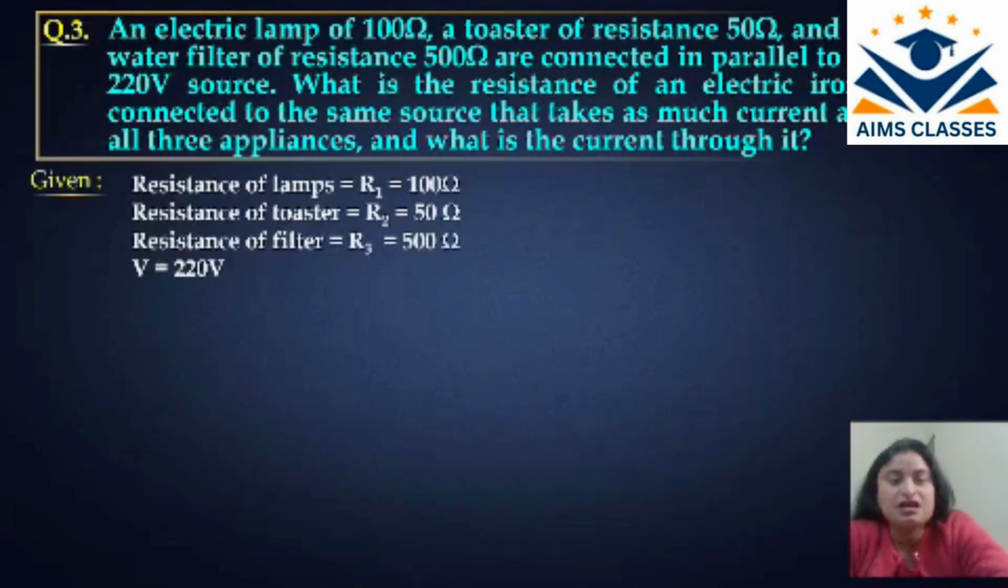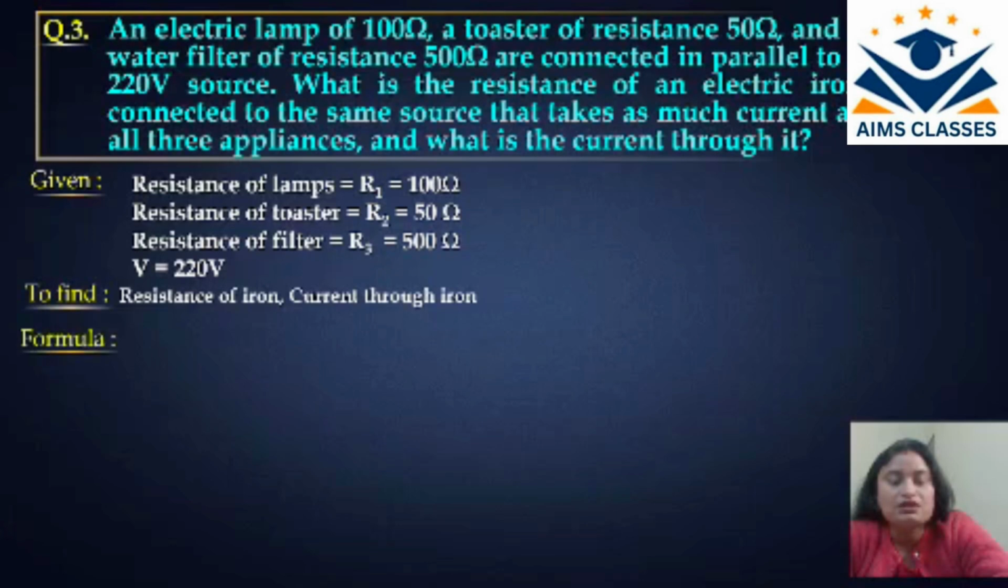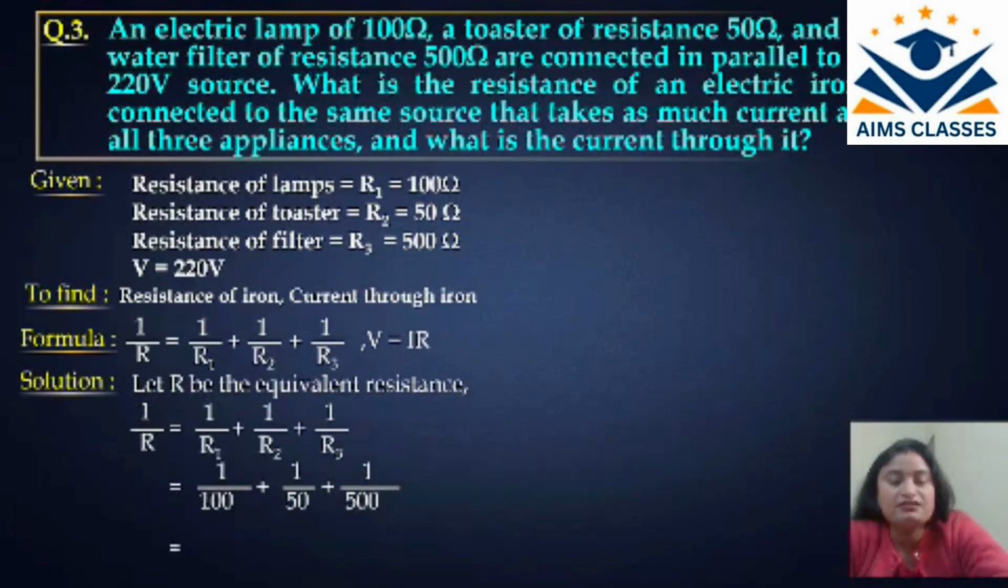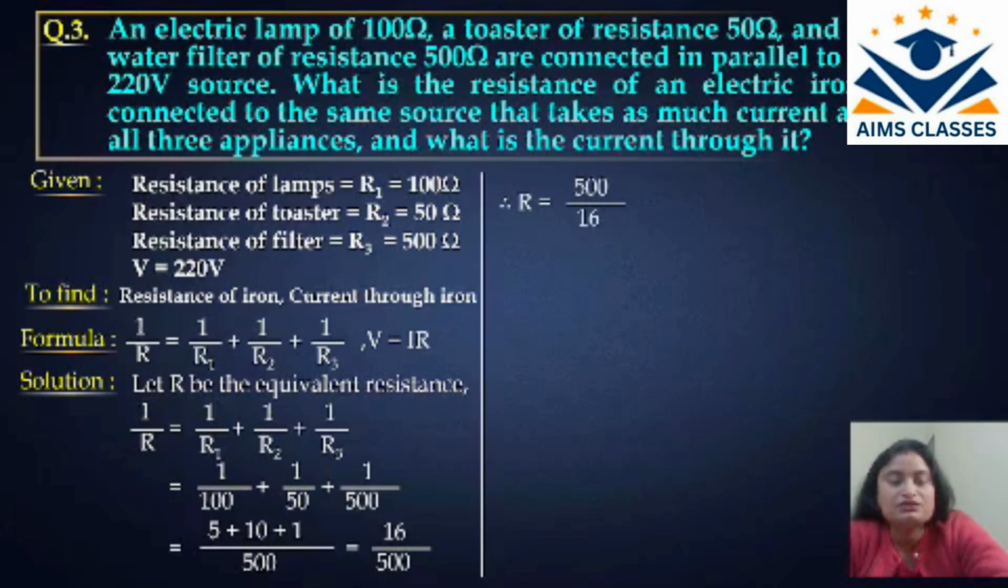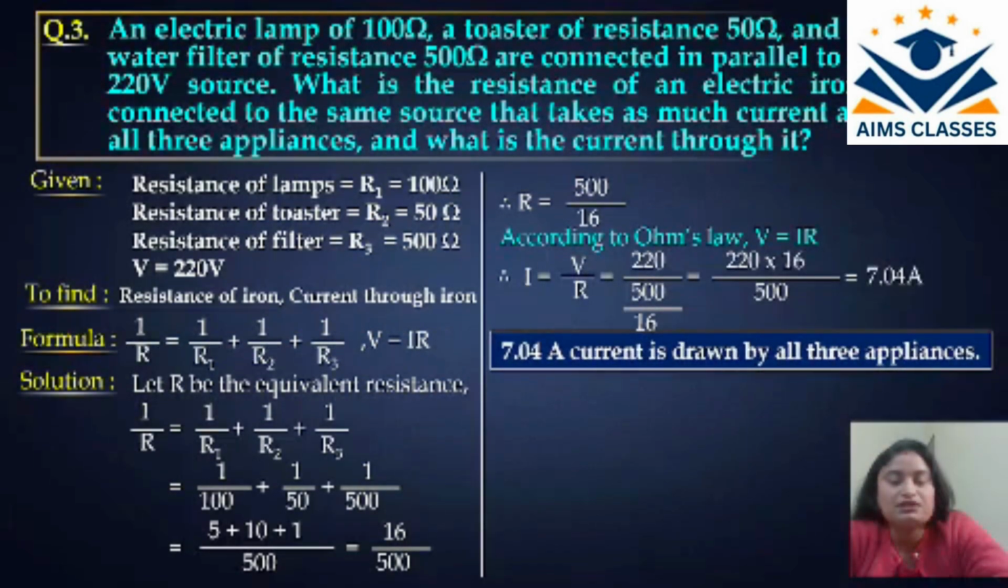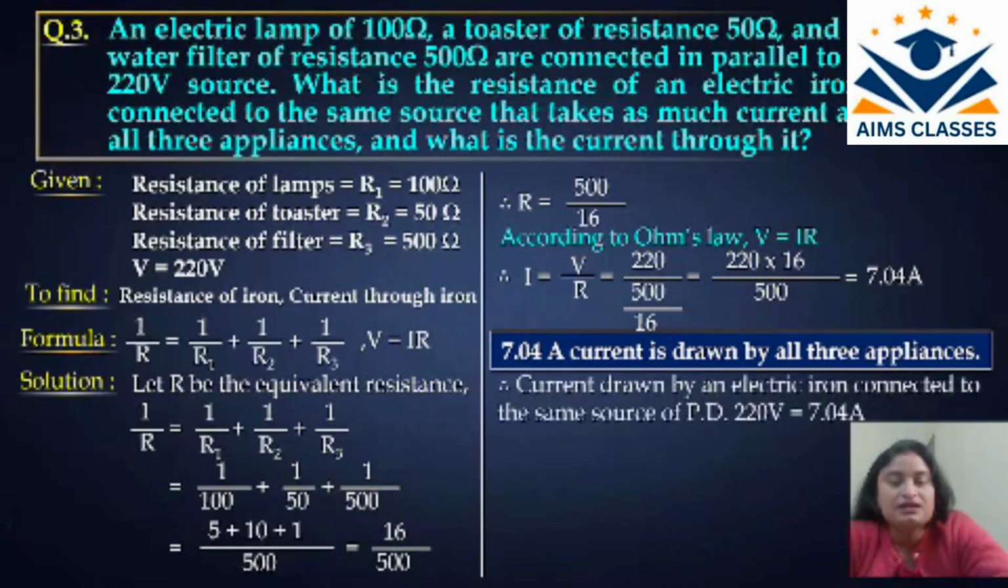So resistance R1 100 ohm, R2 50 ohm and R3 500 ohm, and total voltage is 220 volt. So first of all find R equivalent. So 1 by R1, 1 by R2 and 1 by R3. Put the value and we get the answer equal to 500 by 60 ohm. So according to Ohm's law, V equal to IR, I equal to V by R. So here 7.04 ampere is the current drawn by all three appliances.